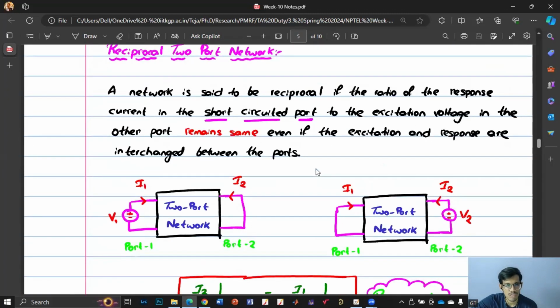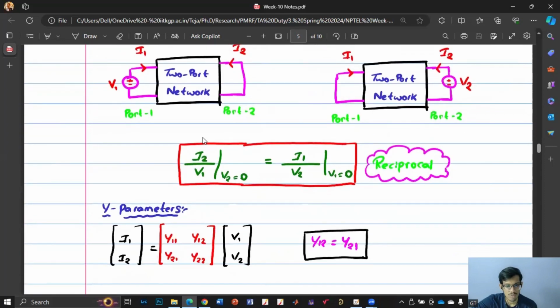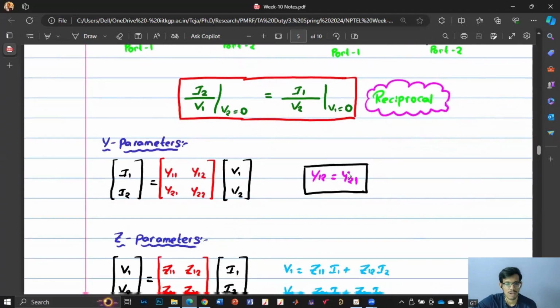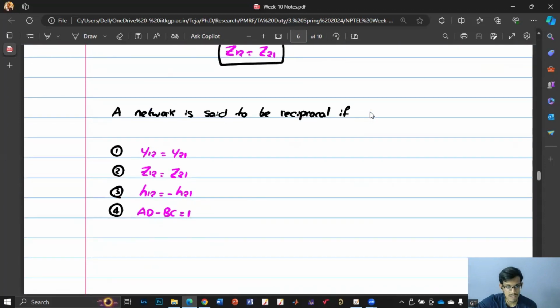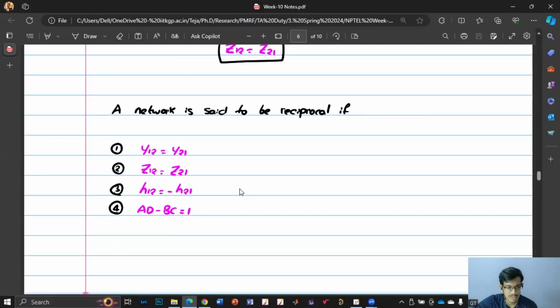Then we discussed the reciprocal two-port network. If a network is said to be reciprocal, what does that mean? And what is the condition that a two-port network has to satisfy so that we can say it is reciprocal? So this is the condition that it needs to satisfy. Then only can we say a given two-port network is reciprocal. For this condition, we got the different relations for all these parameters. In the case of Y parameters, the condition is y1 equal to y2. Similarly, for the Z parameters, it is the same, z1 equal to z2. Whereas in the case of H parameters, it is h1 equals minus h2. And in the case of ABCD parameters, it should be AD minus BC equal to 1.